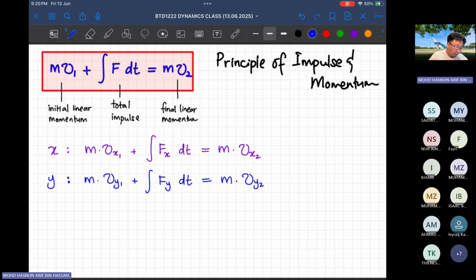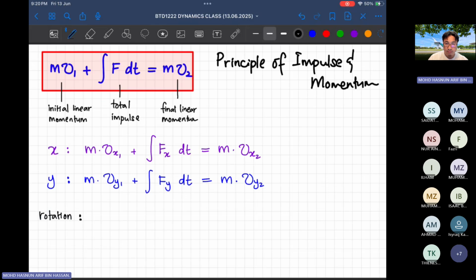So this is initial momentum in the y-axis plus the total impulse in the y-axis is equal to the final momentum in the y-axis. Okay, we have another one, which is for rotation. For rotation, we can generate a similar equation like previously.